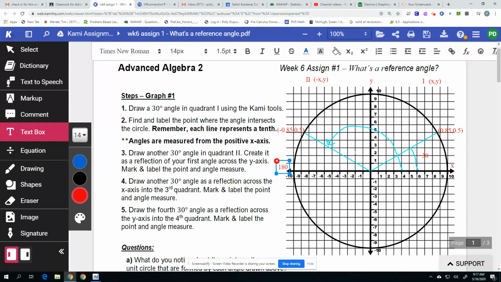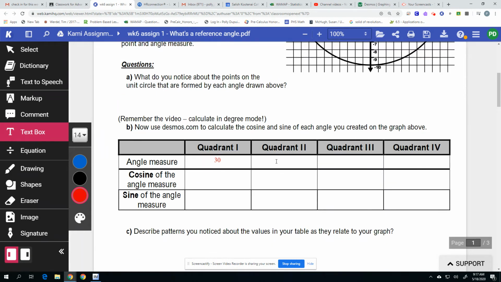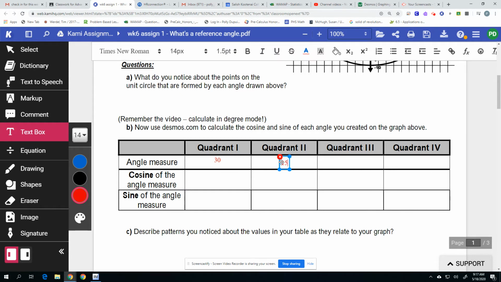And so if I back up here, I was at 180, but I didn't go 180. This 30-degree was the reflection off. So it looks like I went 150. So in quadrant 2, I went 150.